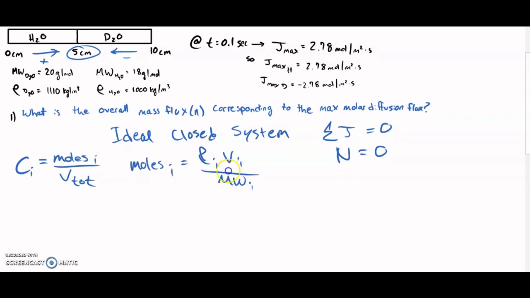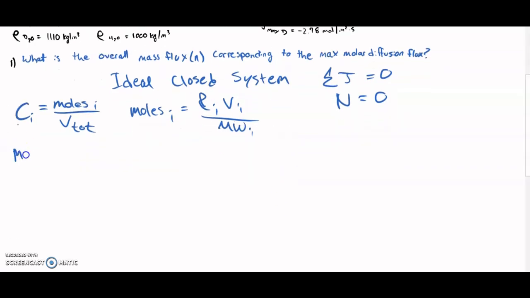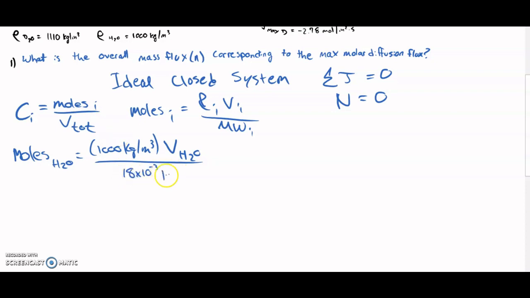So with that, we can go ahead and calculate the moles of water. The moles of water is equal to our 1,000 kilograms per meter cubed times some volume, which we don't necessarily know, in the capillary of water, divided by 18 times 10 to the negative third kilograms per mole, so that our units cancel out. And that'll come out to be 55,555 times some volume of water moles of H2O.